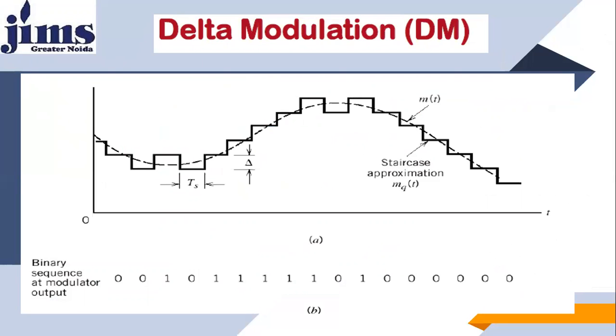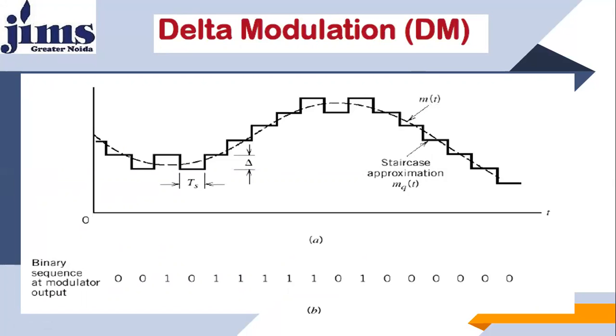If you see this particular picture, we have two signals. One signal is the analog signal. This is the analog signal, and this analog signal is an information signal or a message signal, m(t). This is small m(t), right?